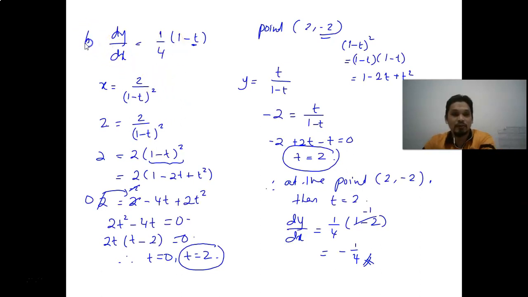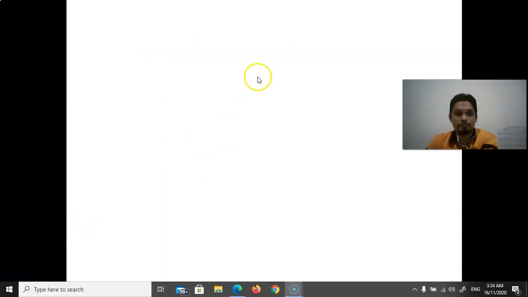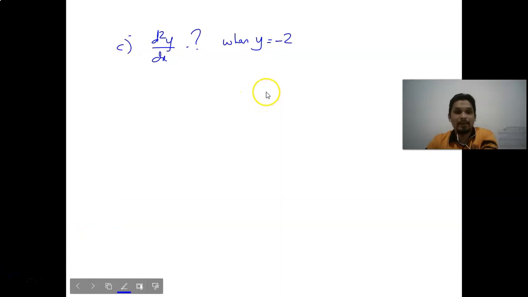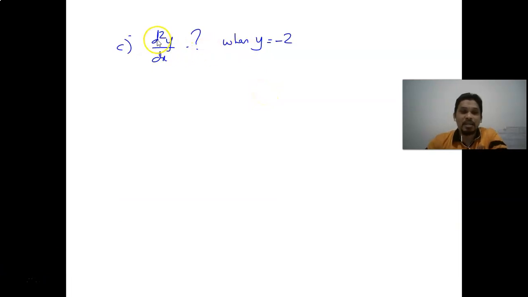Okay, then next, just now was the question of B. So for C, find the second derivative of y with respect to x when y equals negative 2. Okay, so now the second derivative of y.